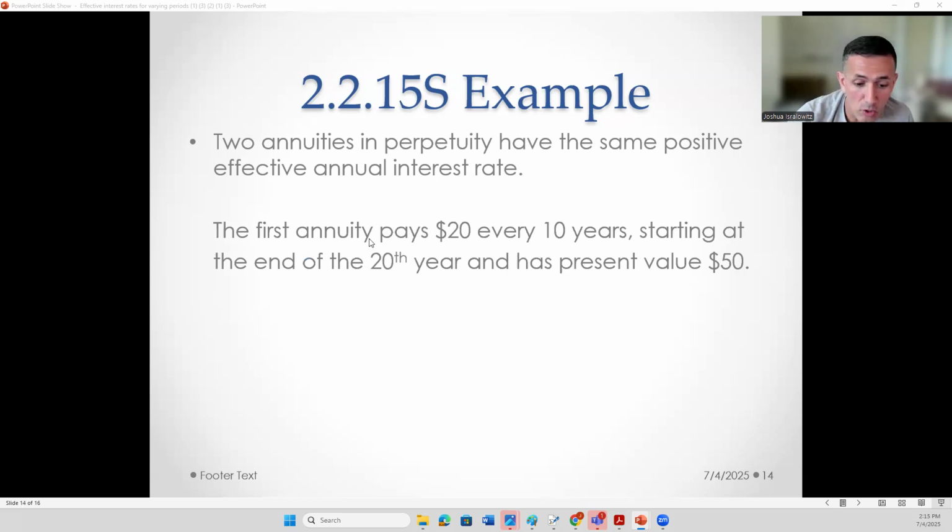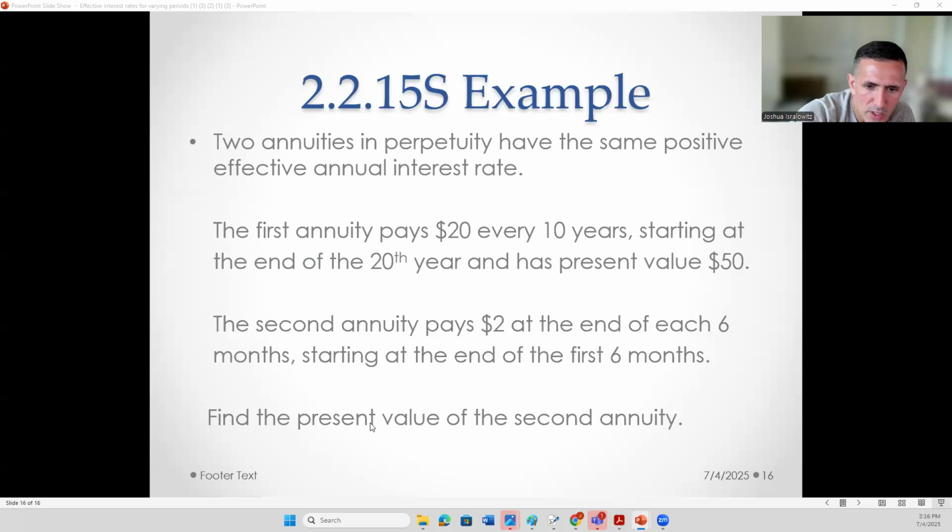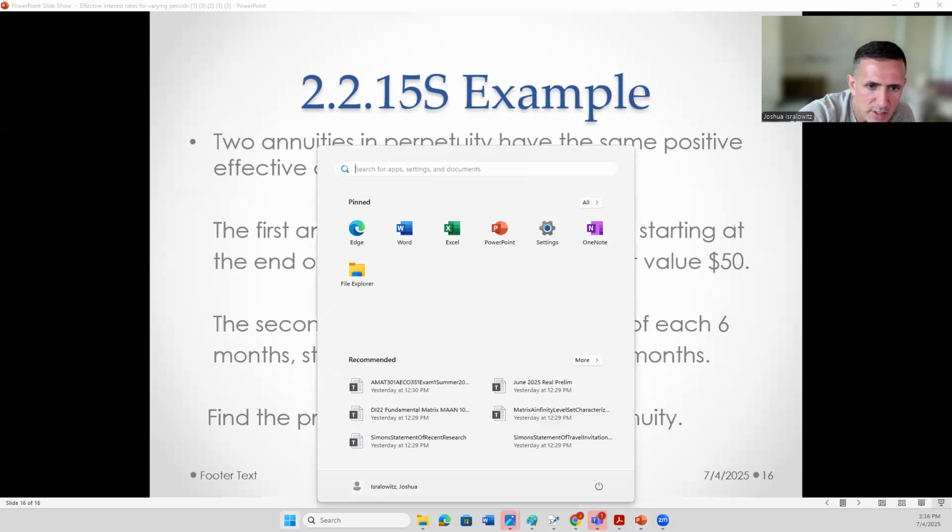So they basically grow in the same way, these two annuities. The first annuity pays $20 every 10 years, starting at the end of the 20th year, has present value 50. And the second annuity pays $2 at the end of each 6 months, starting at the end of the first 6 months. Find the present value of the second annuity.